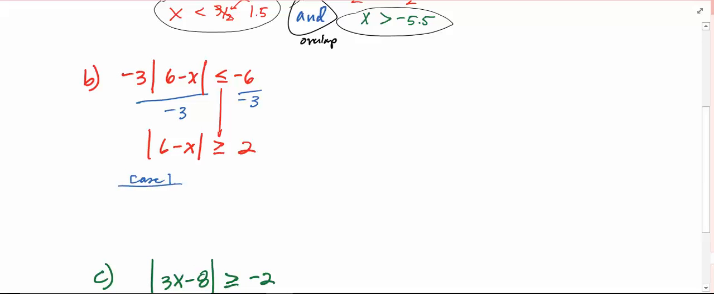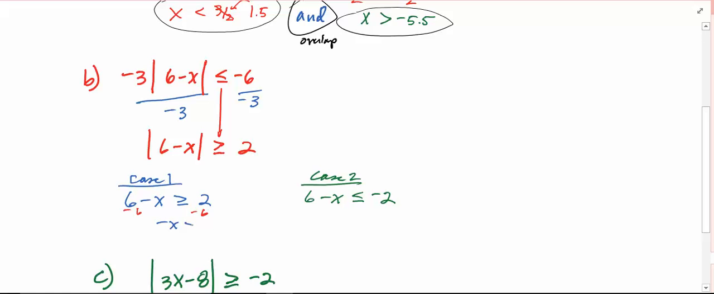Case 1 is going to look like this: 6 minus x greater than or equal to 2. Case 2 is going to look like this: 6 minus x less than or equal to the opposite, which is negative 2. Now we're going to solve them both independently of each other.